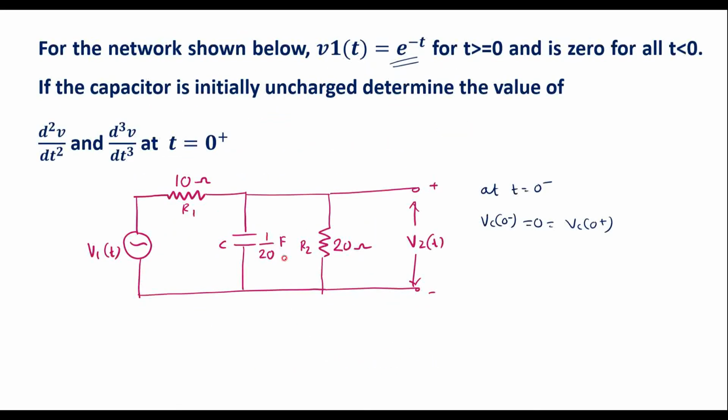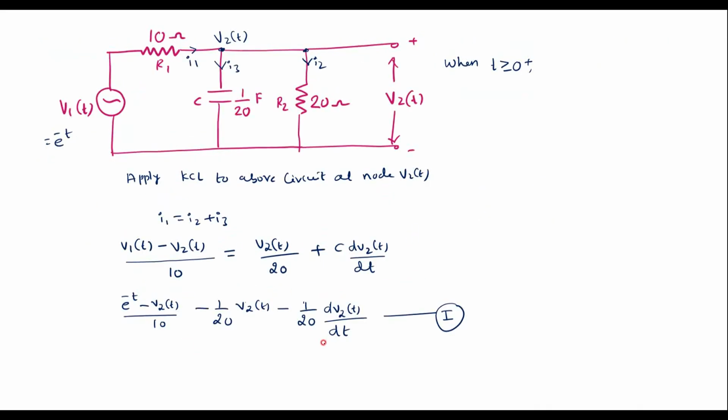But in the problem we need d square V by dt square. To get d square V by dt square, we are supposed to differentiate this equation.